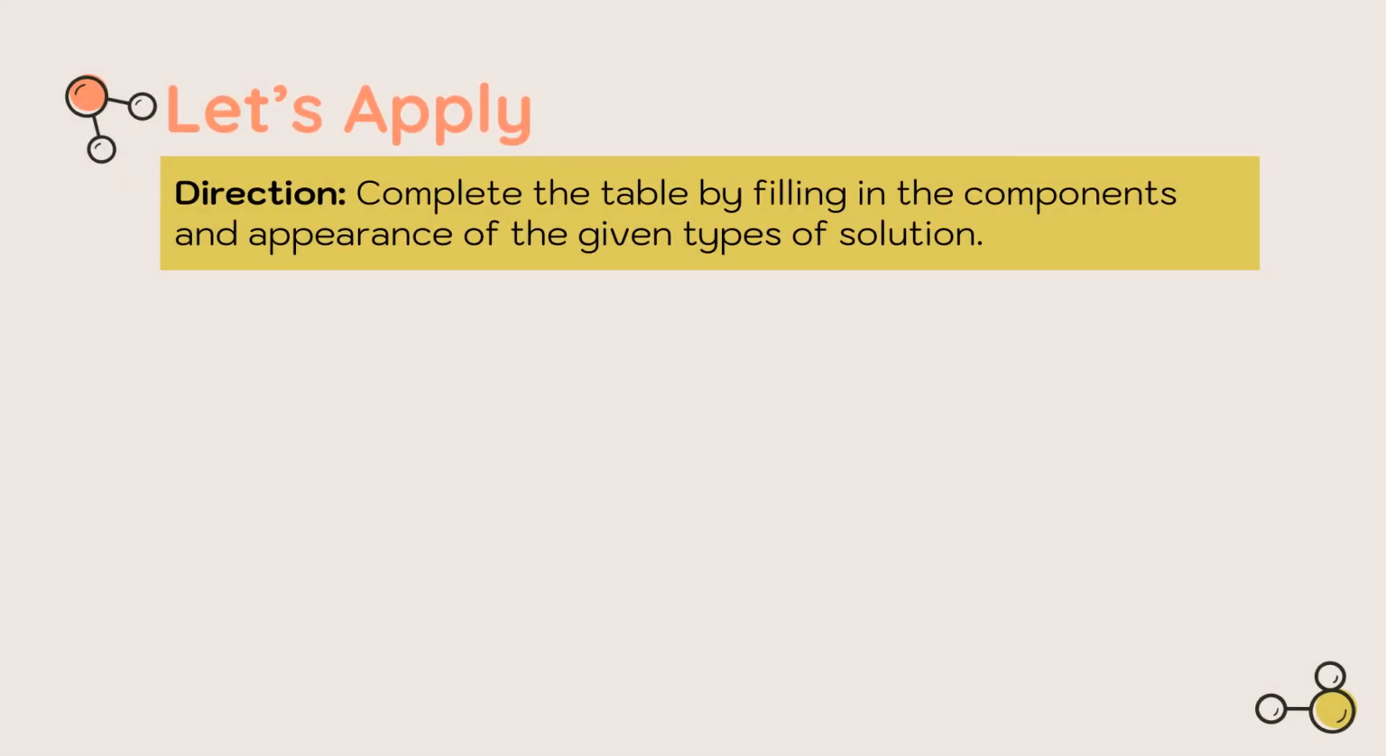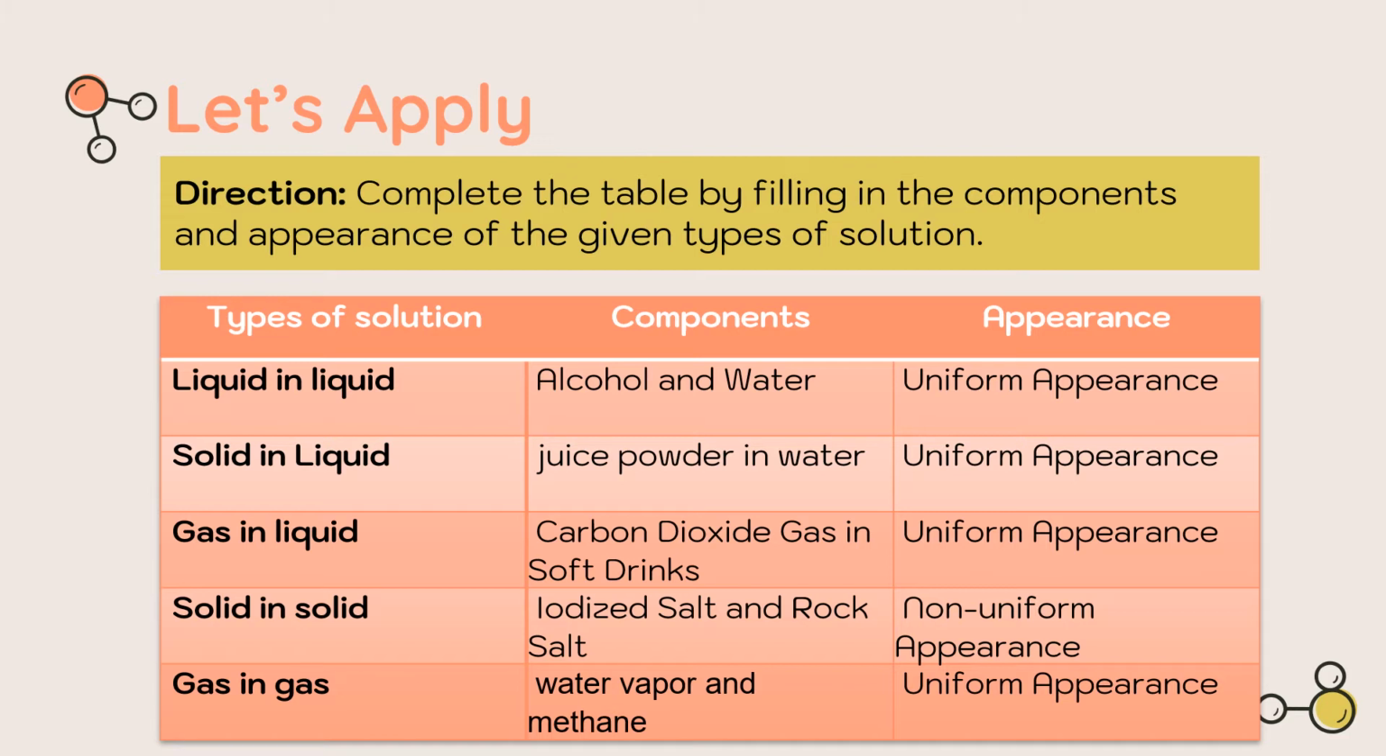I know that you have already written your answers by filling in the components and appearance of the given types of solution, but let me present to you some of the examples that I have already prepared for you. We have here the first type of solution, liquid in liquid. The two liquids are alcohol and water, and their appearance is uniform. Very good. Next, solid in liquid. What is the solid here? This one, the juice powder, and then the liquid is water, and their appearance is uniform.